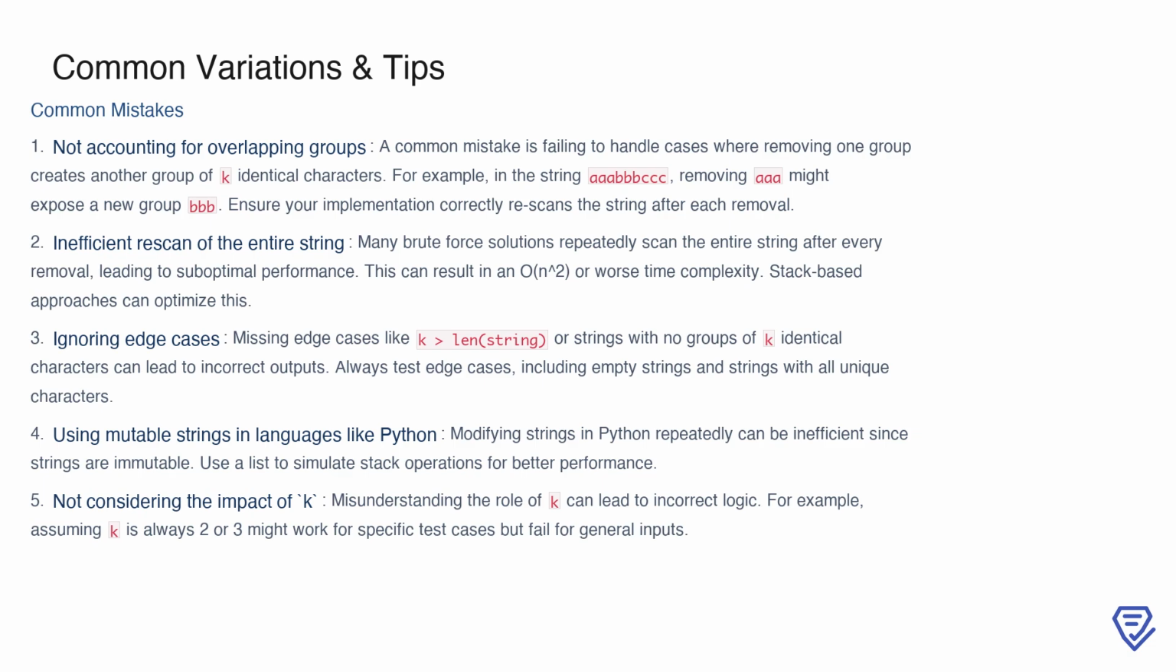Lastly, in languages like Python, repeatedly modifying immutable strings can lead to inefficiencies. Using a list to simulate stack operations is generally a better choice. It's also important to fully understand the role of k in the problem. Assuming k is always 2 may work for some cases, but it's not a reliable approach for all inputs.